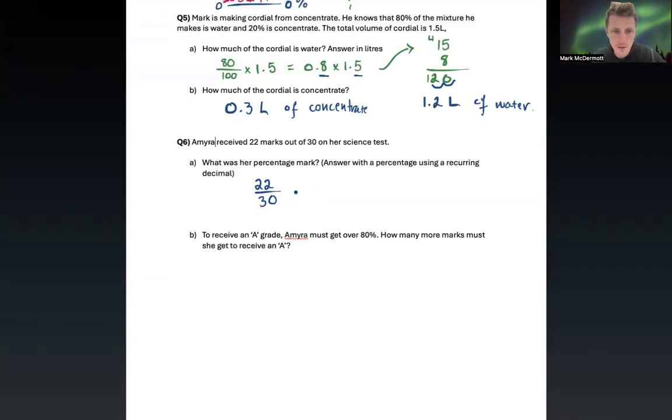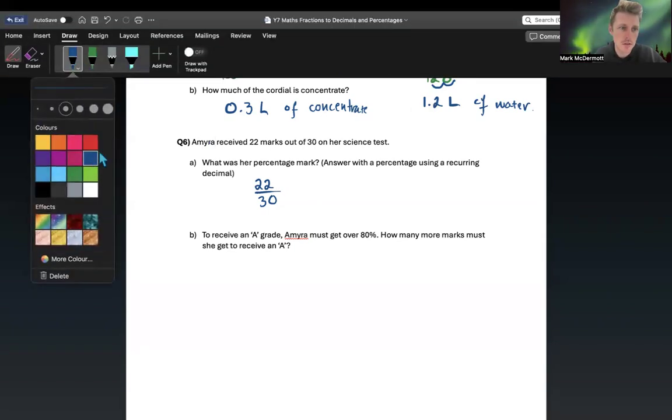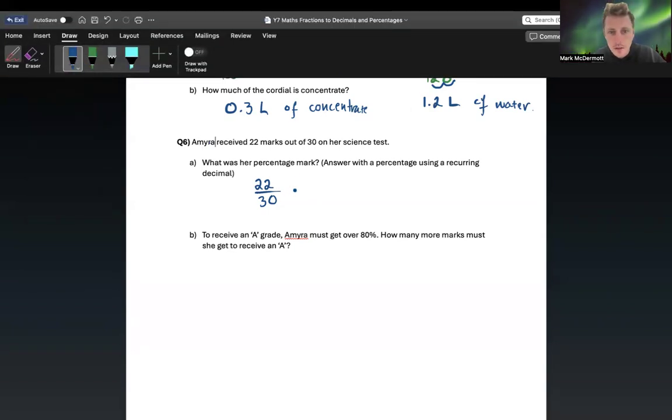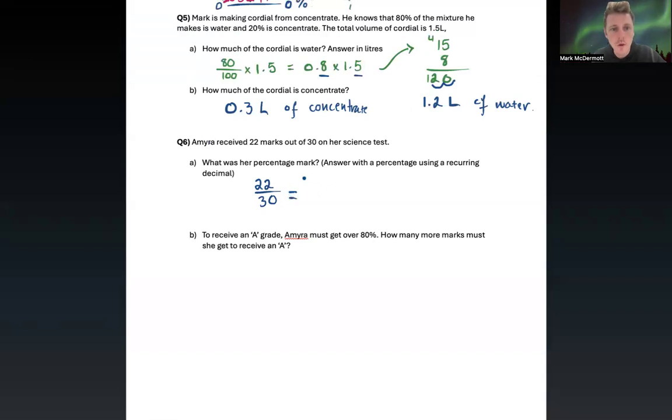Yeah, so I think the best way is just to do it using division. But yeah, this one's a bit of a messy one. So anyway, always look to see if you can make any simplifications. These are both even numbers. So we can say, all right, 2 goes into 22 11 times, 2 goes into 30 15 times. Okay, and then this is a bit messy, but this is one thing we can do.